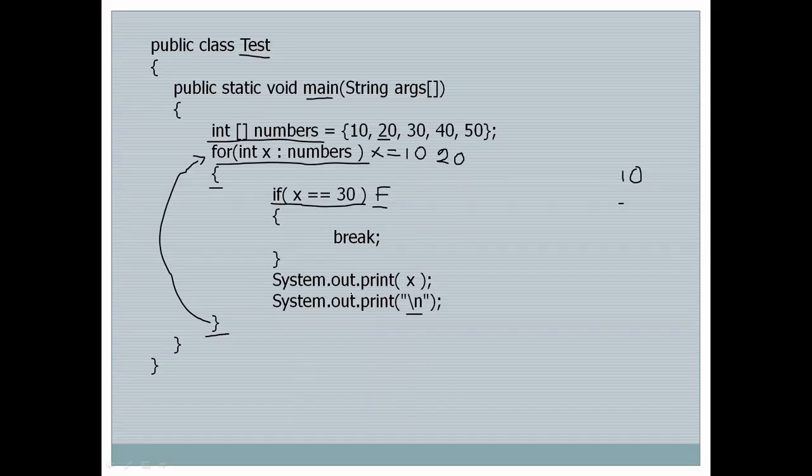So the next statement again is System.out.print x. This time it will print the value that is 20. Again after 20 the cursor is moved to the next line. Then again it goes back to the for loop, to the next value of x, that is 30. x is equal to 30.